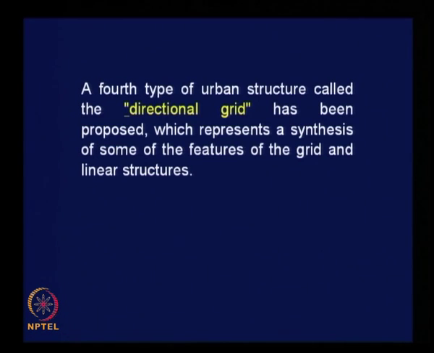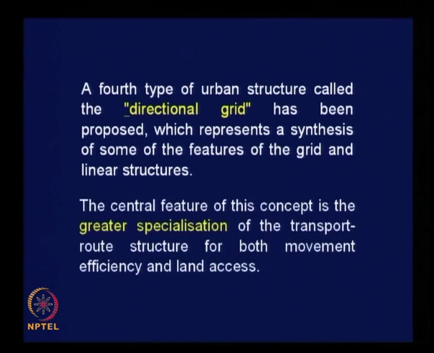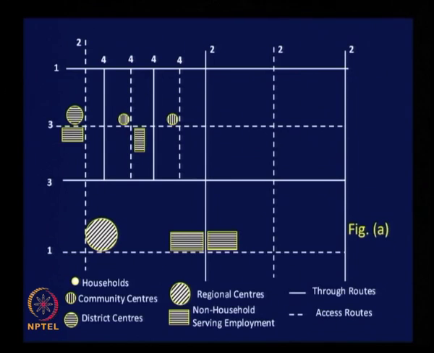Of course, a fourth type of urban structure, called the directional grid, has been proposed, which represents a synthesis of some of the features of the grid and linear structures, as you have seen earlier. The central feature of this concept is a greater specialization of the transport route structure for both movement efficiency and land access, as we have seen. And this is a relatively complicated structure.